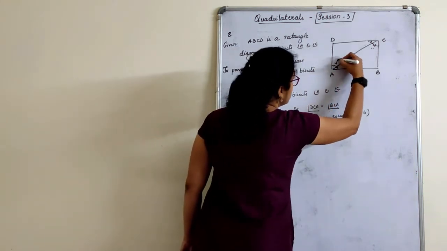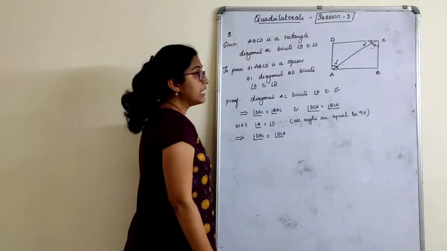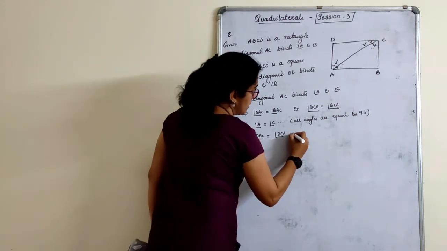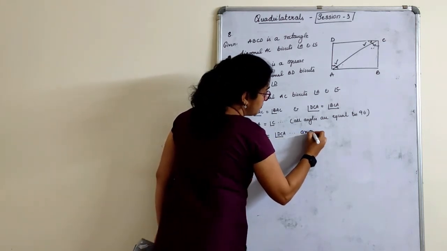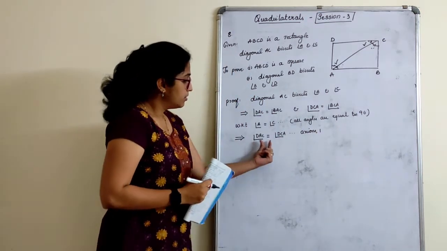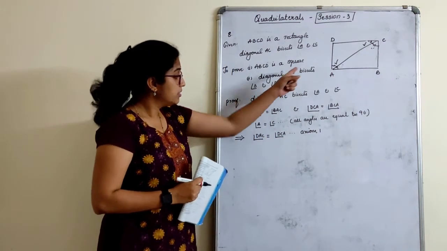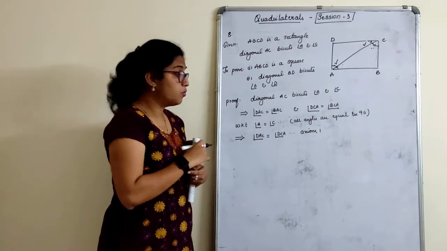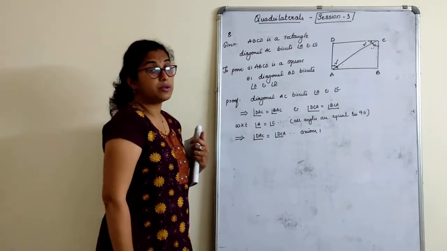That is, this angle is equal to this angle. Can I tell? Yes. Reason? Axiom 1: things equal to the same thing are equal to one another. Okay. Now, since these two angles are equal, what about the corresponding sides with respect to these angles?